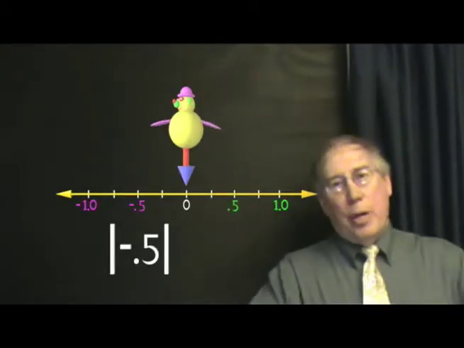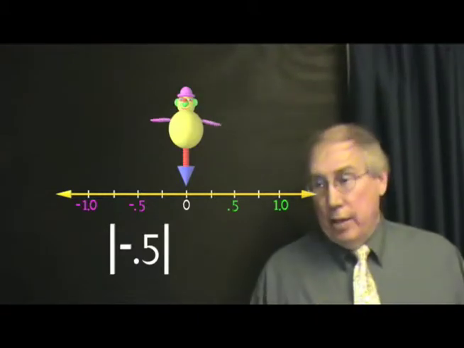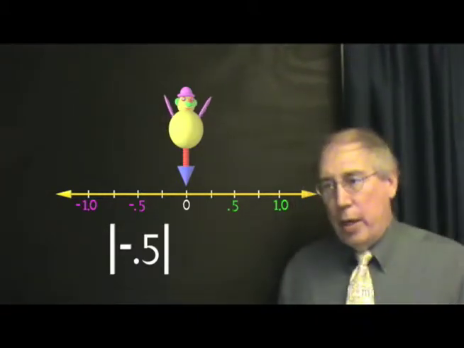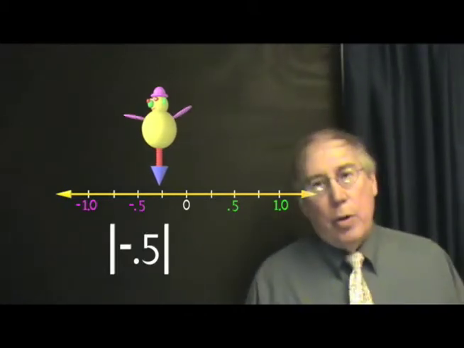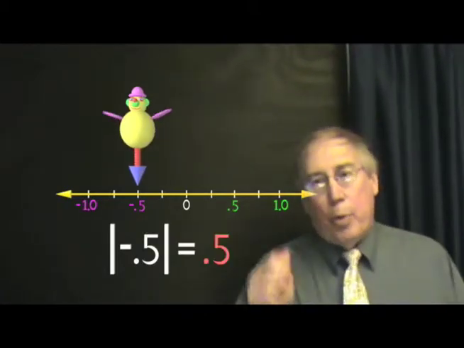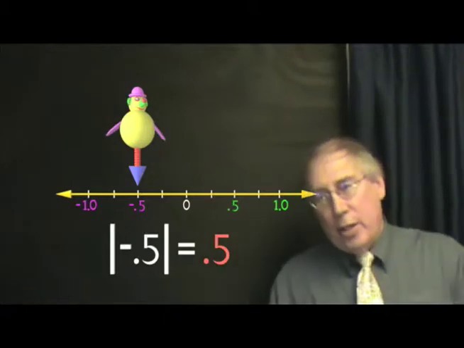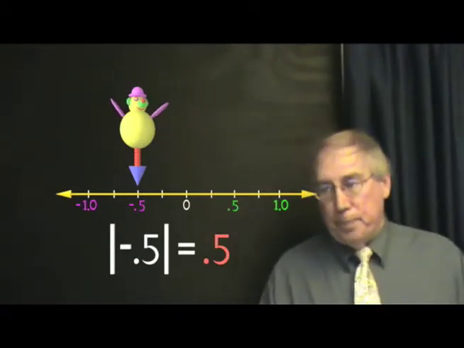Now, suppose that we have a number line that's laid off in terms of decimals. Let's say 1 each way in this case. And I ask you what's the absolute value of negative 0.5. Well, you went a distance of 0.5 from 0.